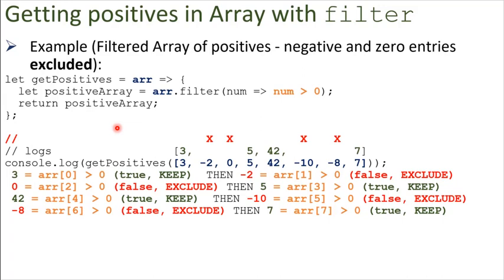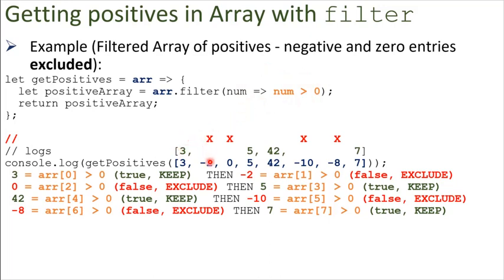So just to give an example here, if I give an array 3, -2, 0, 5, 42, -10, -8, 7, this is going to be what our arr is, right? So this is going to get substituted for arr because we put this as the input for getPositives. And then this is going to be the array for which filter is called. So it's going to start with the 0th element in the array. It's just going to give the 3, and it's going to ask, is 3 greater than 0? And it's true, so it keeps this one.